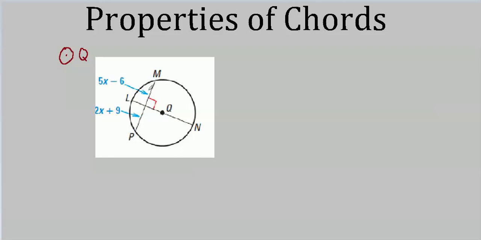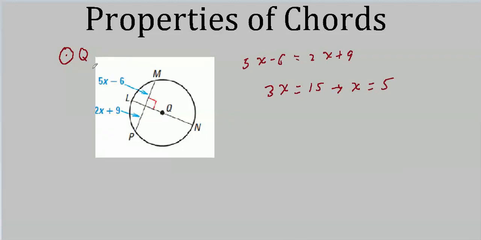So all we have to do is set these two segments equal. We're supposed to find x. To do that, we get that 5x minus 6 equals 2x plus 9. If we do a little rearranging, add 6 to each side, subtract 2x from each, we get that 3x equals 15, x equals 5.